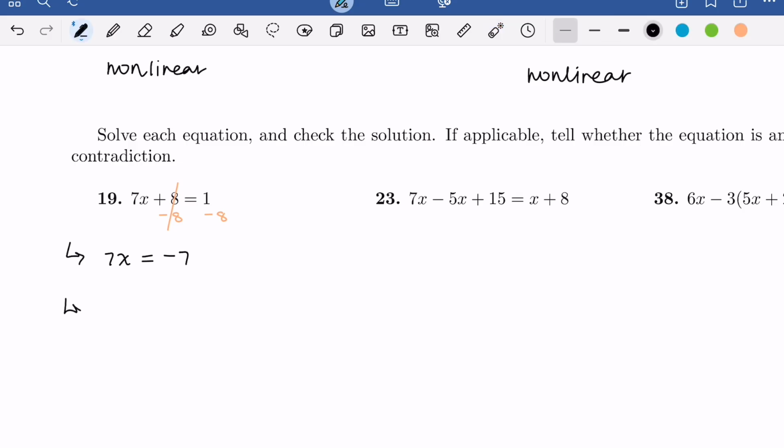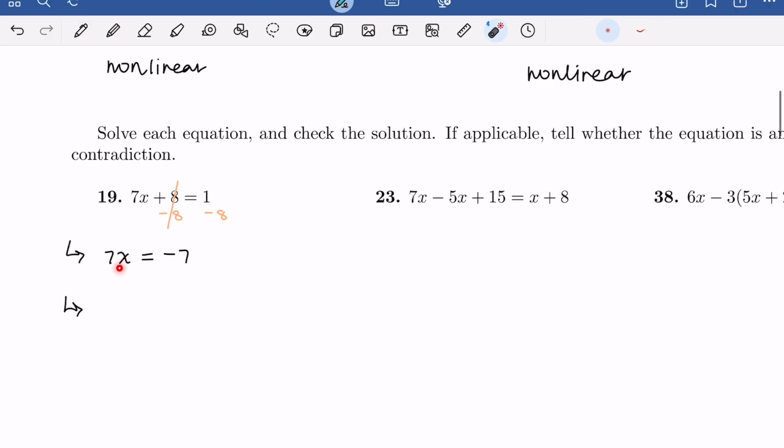Now we still need to completely isolate x. We still have this multiplication by 7 here. So to undo this guy, we're going to divide both sides of our equation by 7. Doing so, these guys cancel or reduce to just 1. So we're just left with x by itself on the left-hand side, which means we have fully isolated this guy. And then on the right-hand side here, we have negative 7 divided by 7. This is going to give us a negative 1.